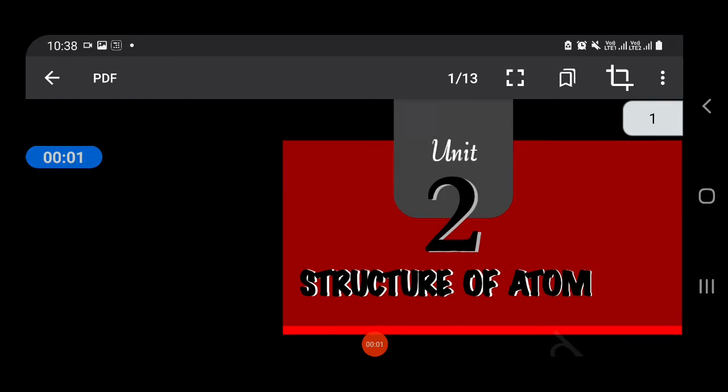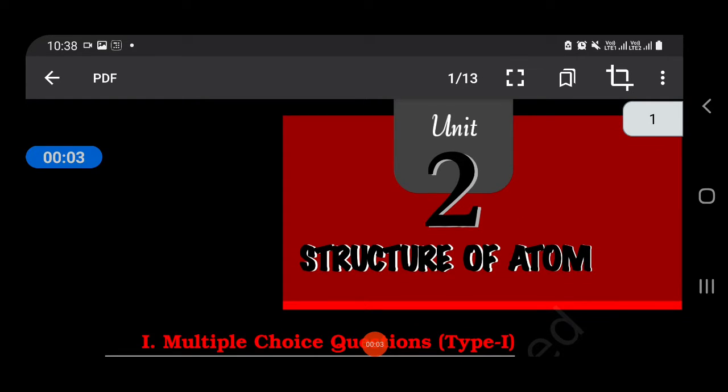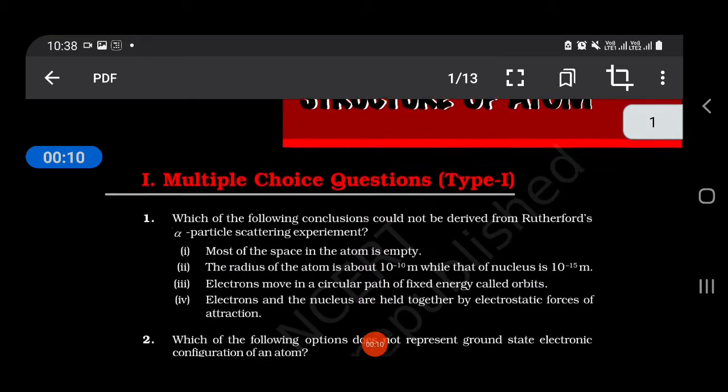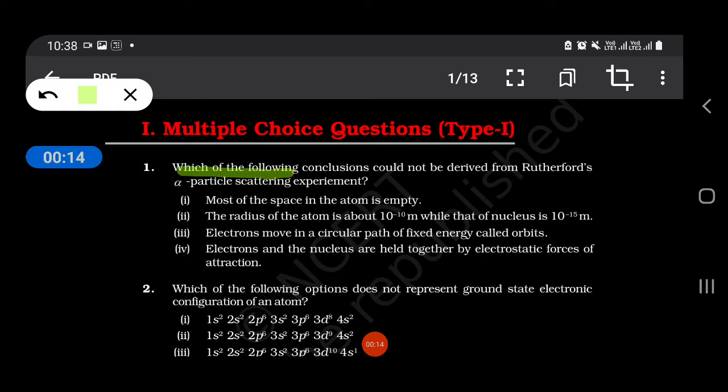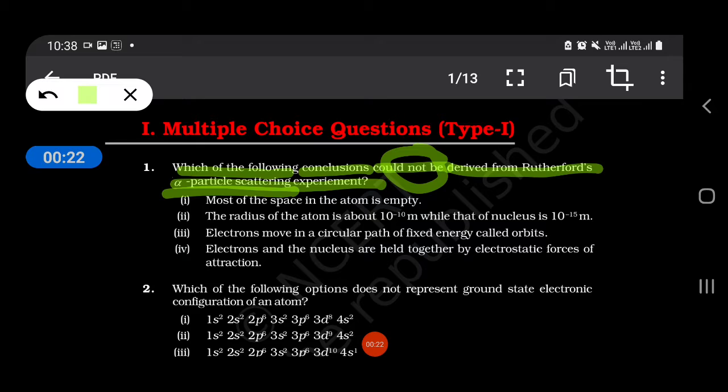So hey students, today we are going to do some MCQs from structure of atom and it will be whole NCERT exemplar MCQs. Okay, so let's get started. So our first question is, which of the following conclusions could not be derived from Rutherford's alpha particle scattering experiment?